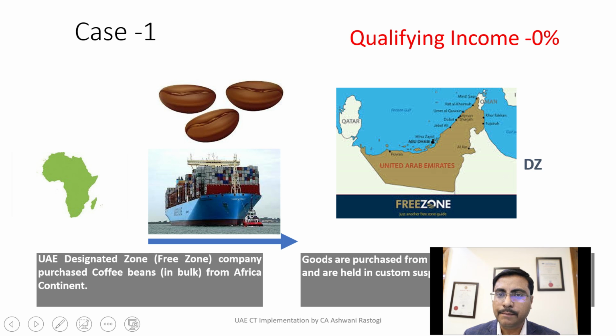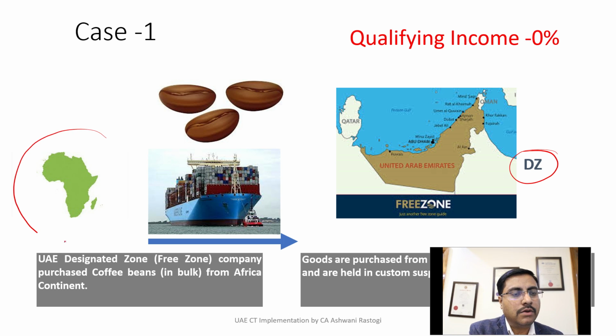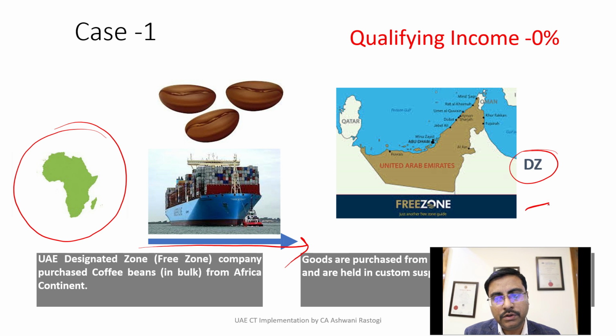So this is an example I covered: what is qualifying income? Suppose you are importing some goods into a UAE designated zone from South Africa. This import in the free zone is not liable to tax because it is an overseas transaction, and whatever transaction in this free zone is qualifying income at 0% corporate tax. VAT is also not payable since it is a customs suspension area.